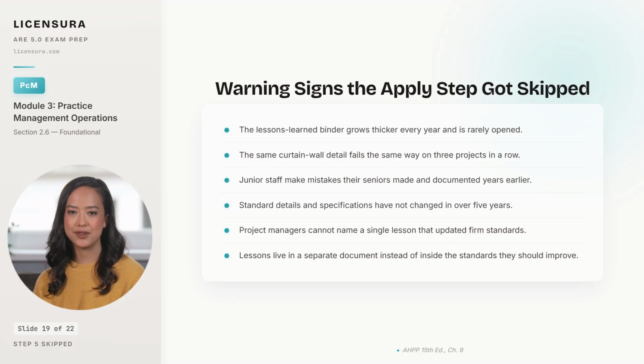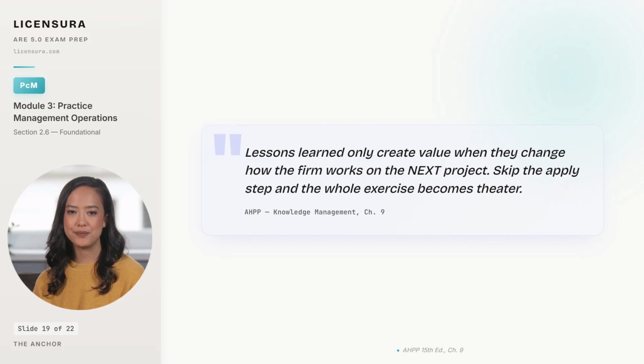Ask any PM to name a single lesson from a past project that changed how the firm does the work, and watch what happens. And the sixth is structural. The lessons live in a separate document on a separate drive, instead of inside the standards they were supposed to improve. There is a single line that captures the entire dynamic, and the slide makes it the anchor of the section. Read that line slowly, because it is the one the exam will probe under a half-dozen different wordings.